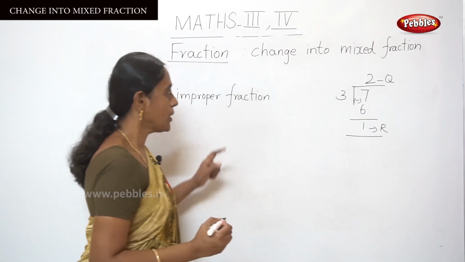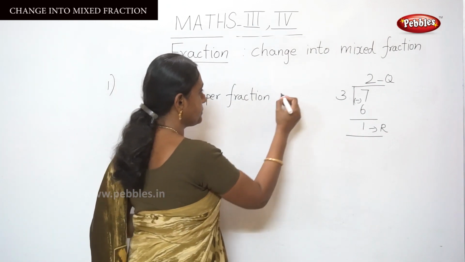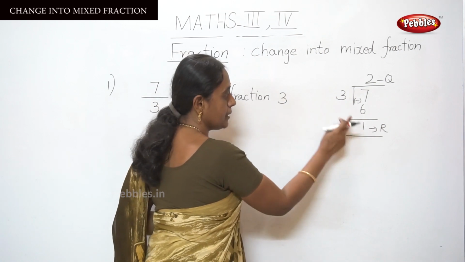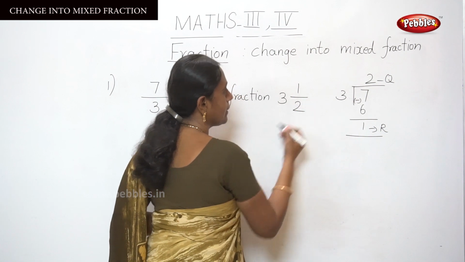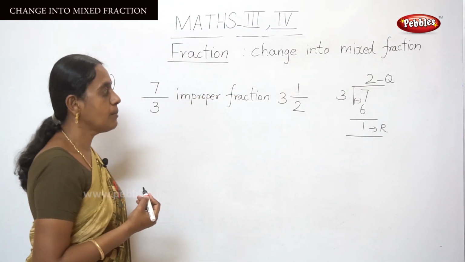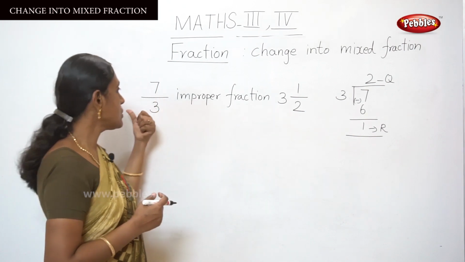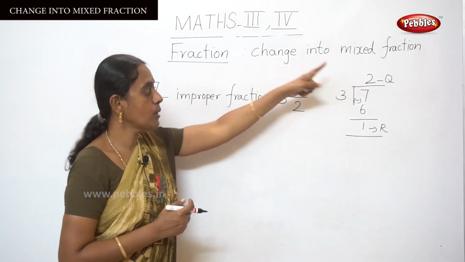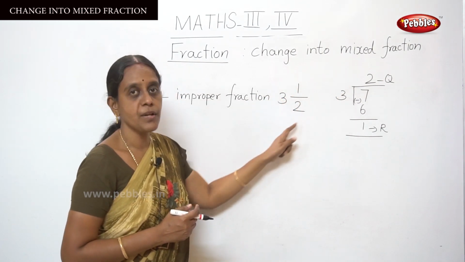Now you are going to write this. The quotient is the whole number. Write the remainder, that is 1, over the divisor. That is 2 1 by 3. So this will be the answer for changing an improper fraction into a mixed fraction. We got the answer as a mixed fraction.